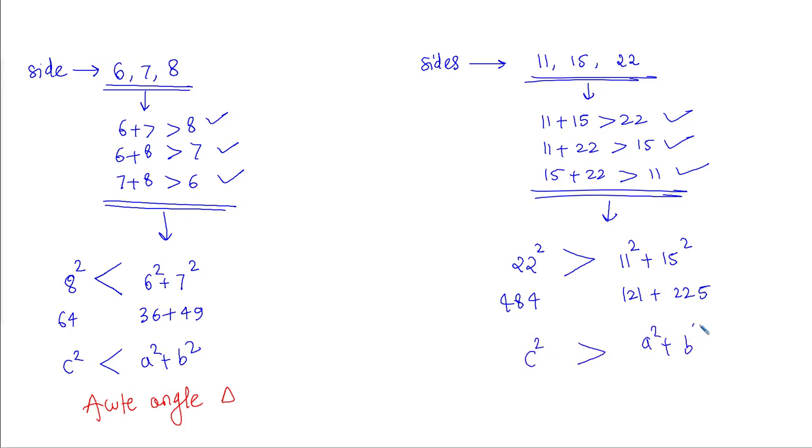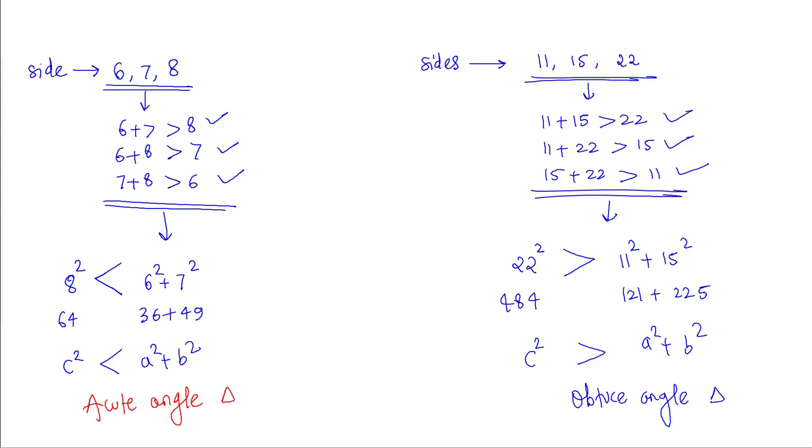So we can say that this triangle falls under which category? This triangle falls under the obtuse angle category, an obtuse angle triangle. So this is how we can identify, if sides are given, whether the triangle is right angle, acute angle or obtuse angle. Now on this concept we are going to have a look at a CAT level question.